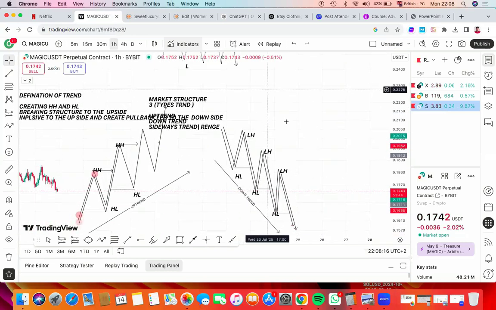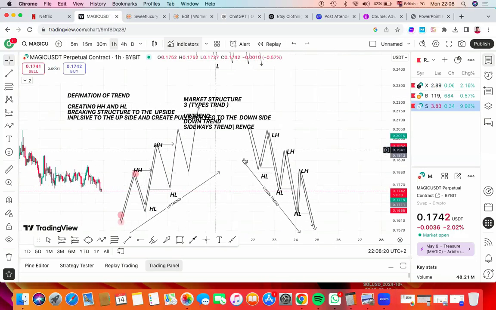I believe so far, for the definition of the types of market structure or the types of trend that we have, this is clear. If this is clear, please type one in the chat box.